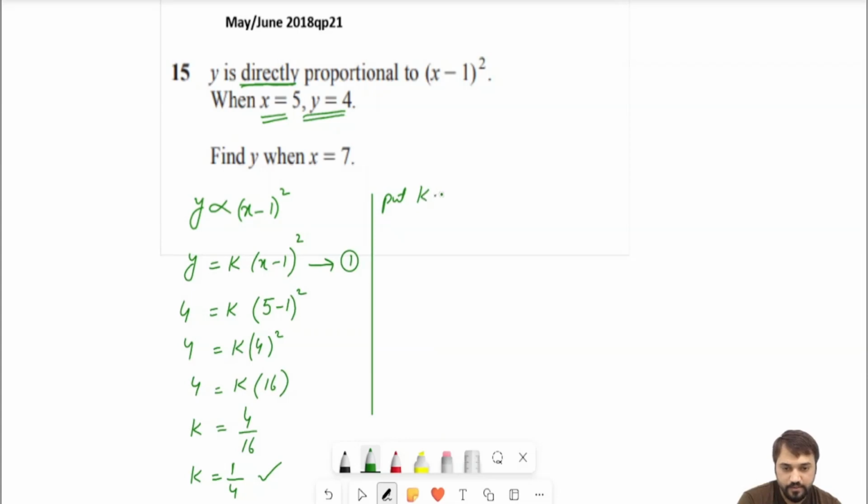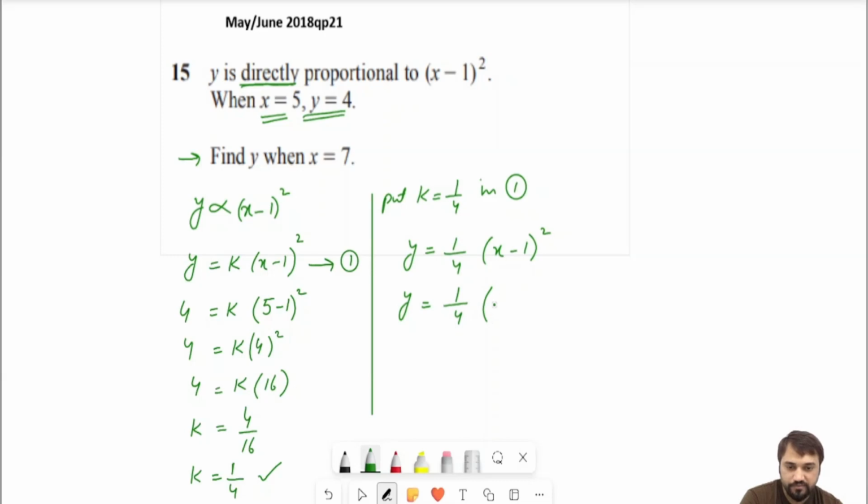Put k is equal to 1 over 4 in equation 1. Y is equal to 1 over 4, the rest is the same, x minus 1 whole square. The further statement is find y when x is equal to 7. So y is equal to 1 over 4.